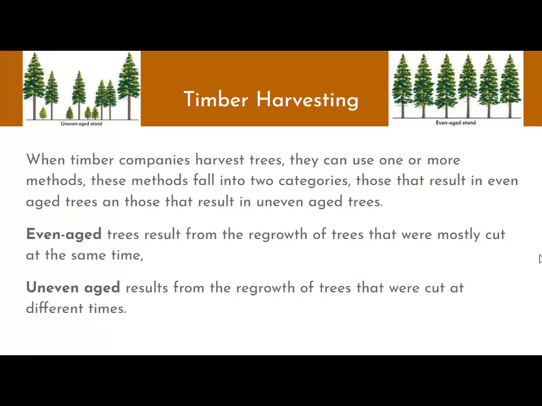So if you can see this picture, we can see an even aged forest, which is just all of them the same size. And the uneven aged one, we've got a bunch of taller ones, some more medium sized ones, and some little baby ones. So these are the two main methods that timber companies can use to harvest trees, or at least the two main results from the methods that they use.